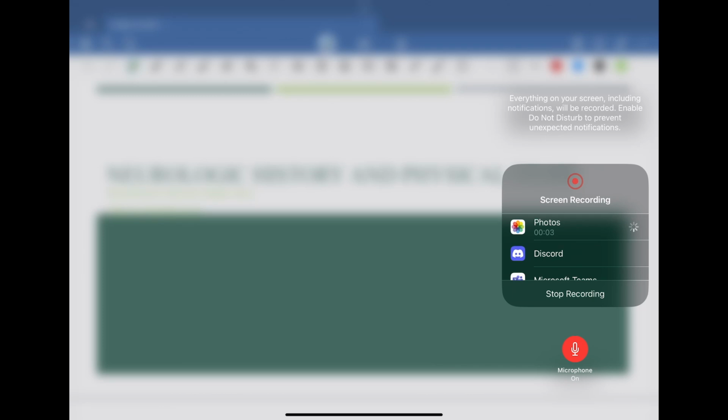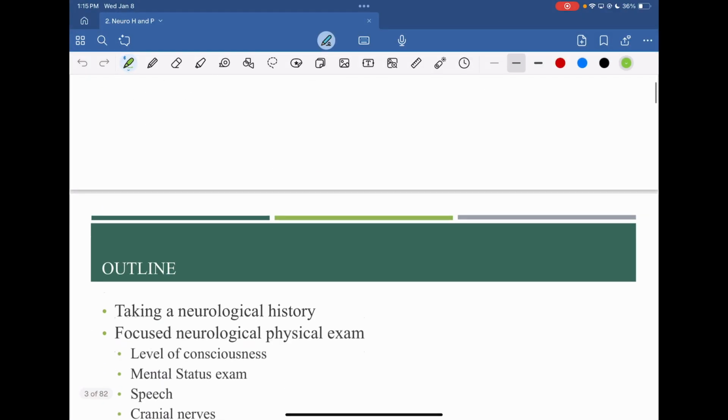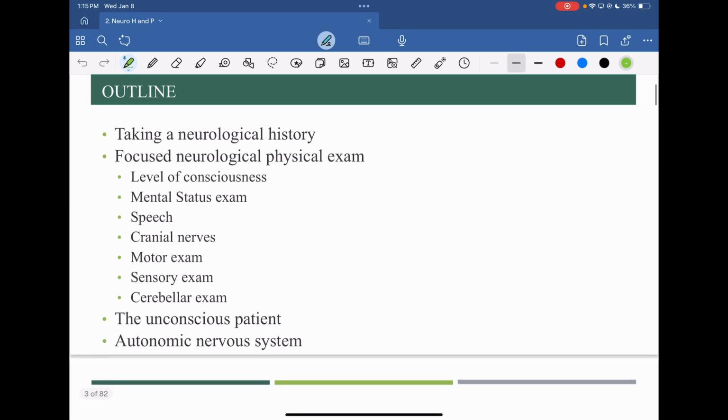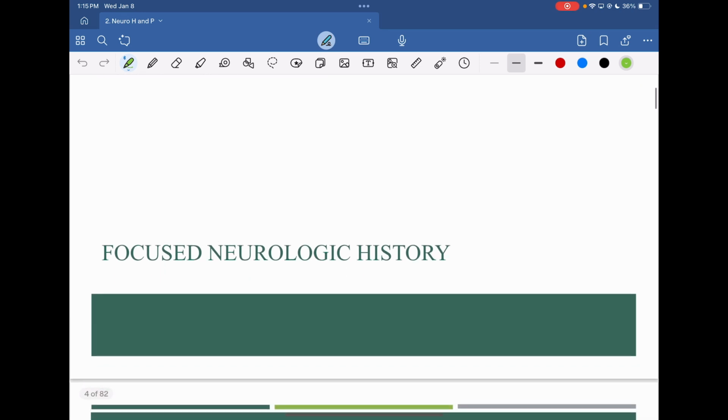So this next lecture, just listen, just write down little stories, whatever, because most of the stuff you've already gone through already, but from a neuro perspective, there's a couple other things that we do as well, or why we do them. So just kind of listen. I'll talk about taking a neural history, and then your focused neurological exam, and then talk about different things we do for other parts.